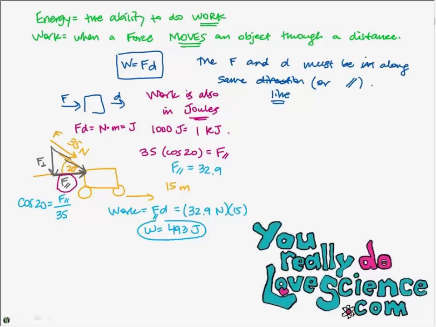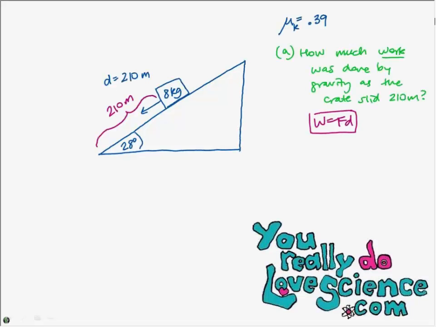All right. So we have that type of problem, where you have to find the component that's parallel to the motion. Then he's going to add problems where there's friction. So we can do a situation like this where we have an inclined plane. As the box slides down 210 meters along the surface, is that the direction that gravity pulls?